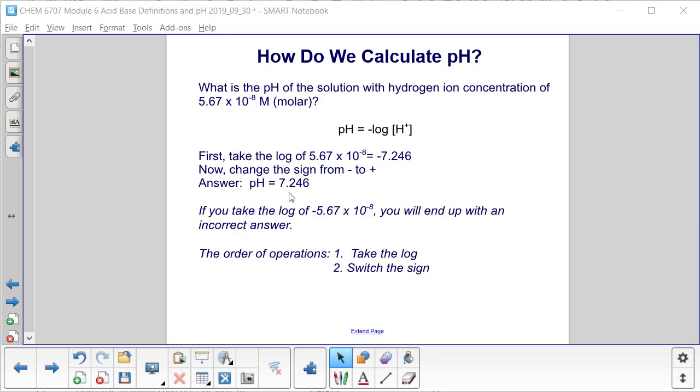If you tried to take the log of negative 5.67 times 10 to the minus 8, in other words, apply this negative on the other side here, you would get an incorrect answer. So the order of operations is first to take the log and then to switch the sign.